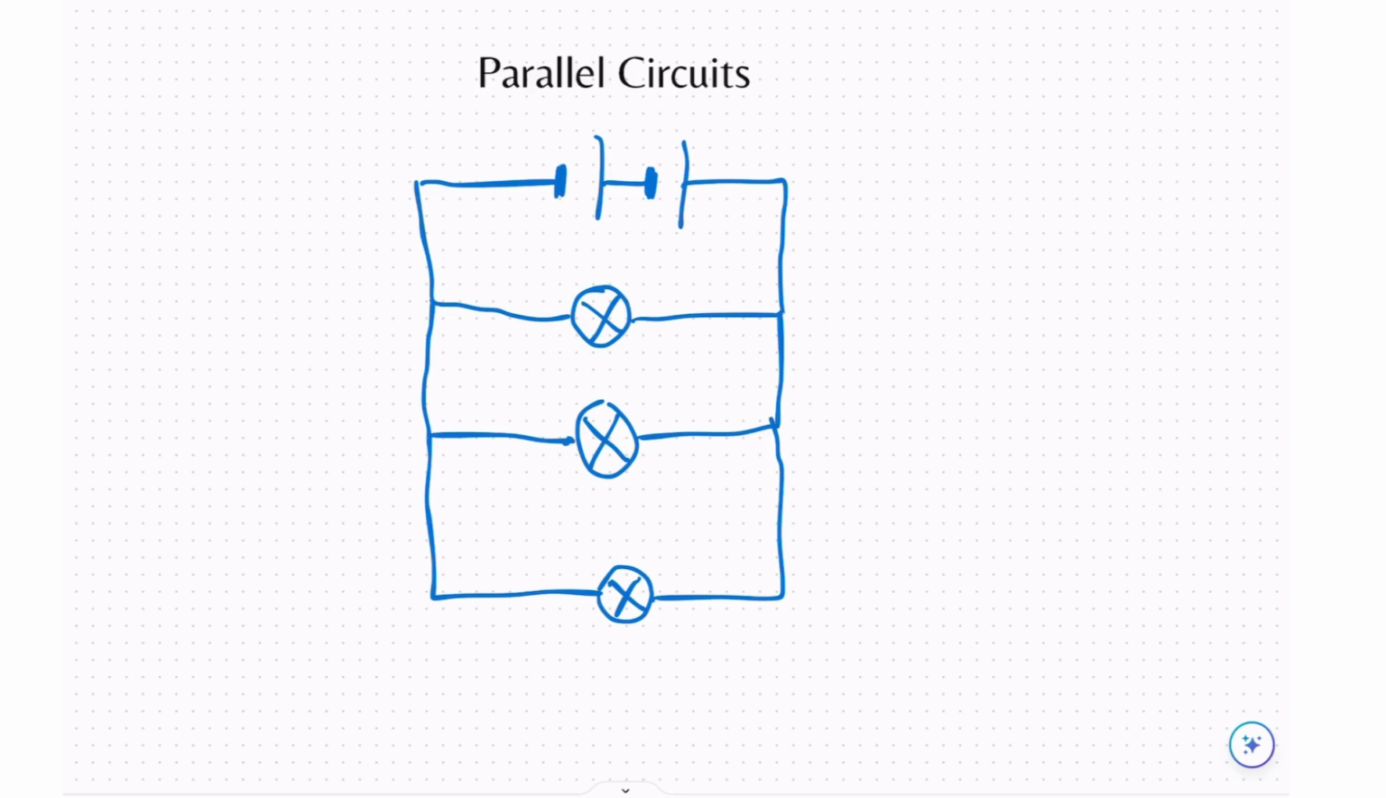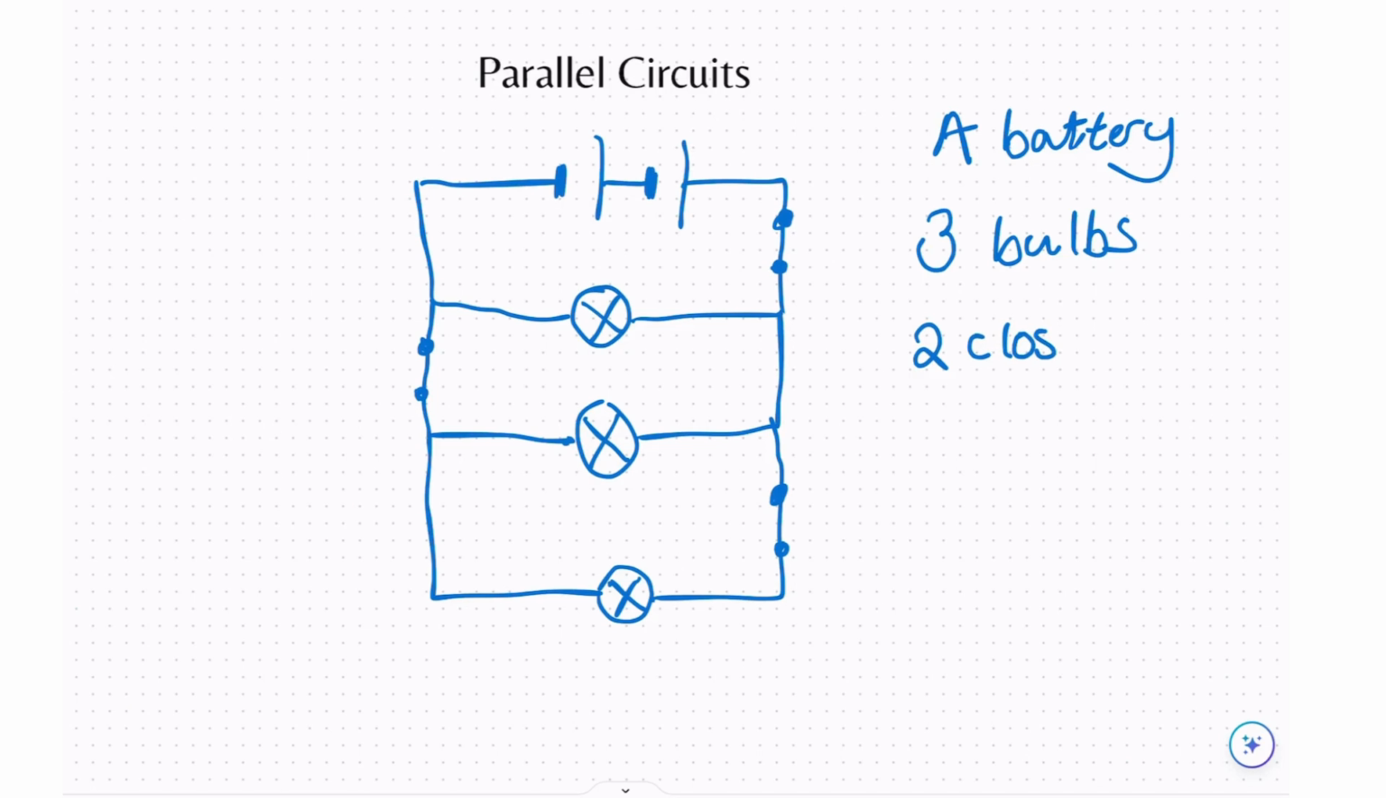Okay, you can add different components in. So, for example, you could add a switch in here. Okay, and actually, you could add a switch in each branch. And because I've already drawn my lines, I've made those look like closed switches. So in this circuit, I've got a battery. Okay, I have got three bulbs. And I have got two closed switches on this side, but actually I've got three closed switches.